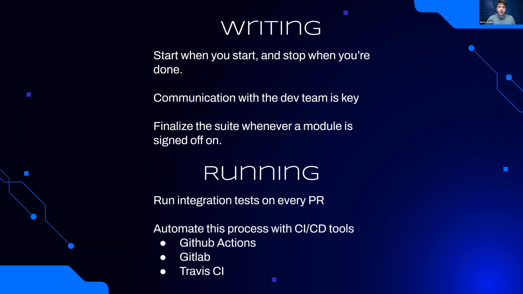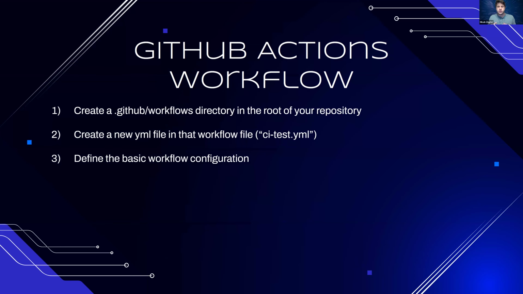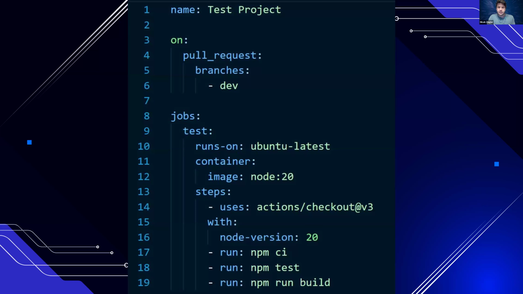Now, to wrap up this evening, let's talk through a simple workflow config for GitHub Actions so you can all see just how simple it is to get this started on your project. So first, add a GitHub Workflows directory to the root of your repository and create a YAML file in that workflow folder where you'll define the workflow configuration, which you can see here. First, you're just going to name your test and define your trigger. That's what's happening on lines 3 through 6. We want the job below to run on pull requests to the dev branch.